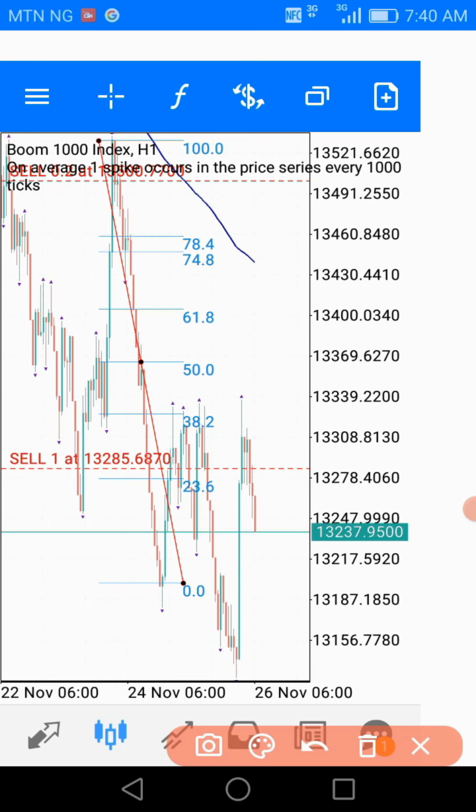And this analysis here is what happened, because the market actually got to the 68, to the CN grade cancel level, which is the 78.4 and 74.8 level. This is CN grade cancel.